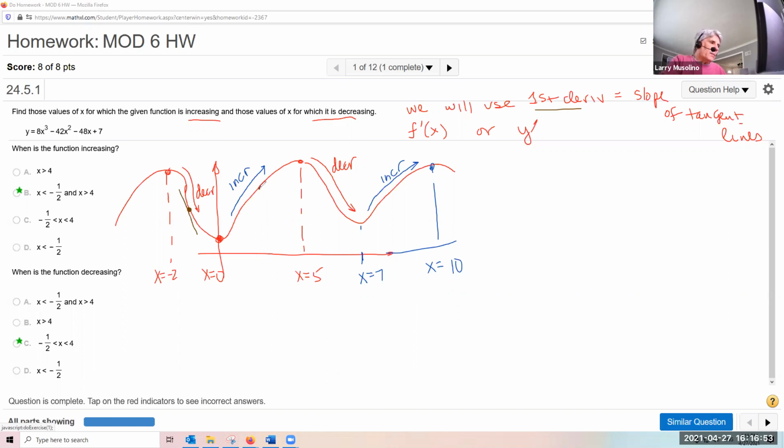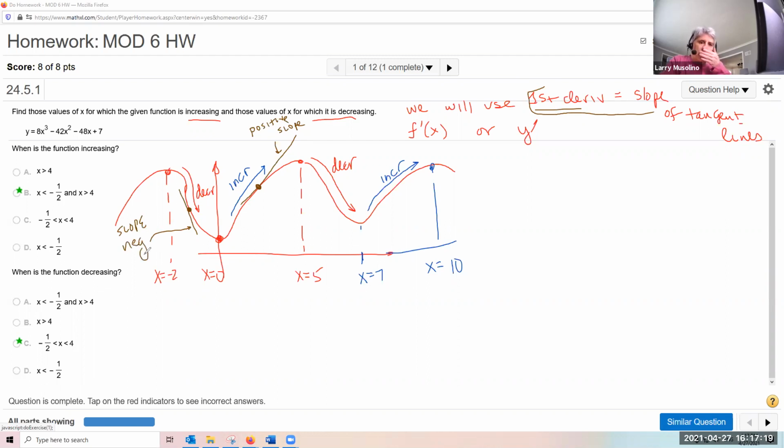Let me come over here. I'm going to draw the tangent line here. Notice that tangent line has a positive slope. So this slope is a positive slope. That means the first derivative is going to be positive because the first derivative is the slope of the tangent line. Right? So back here, this slope is negative.